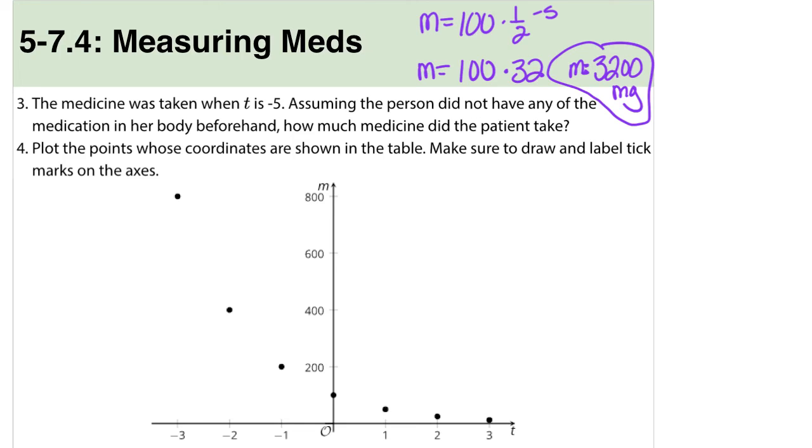And then creating your graph, it could look something like this. Maybe you use different scales, but we need to show the correct values. So at -3, there would be 800, at -2, 400, at -1, 200, and so on and so forth. As long as it matches those values from your table, you're good to go.